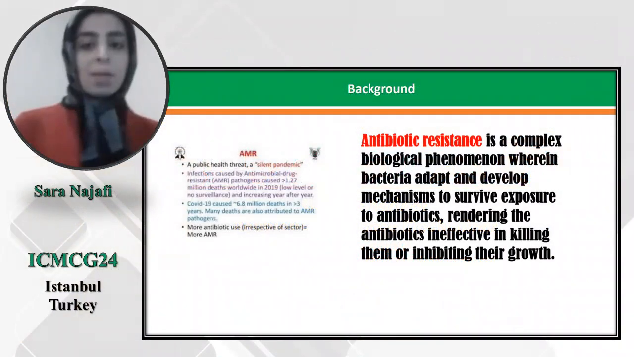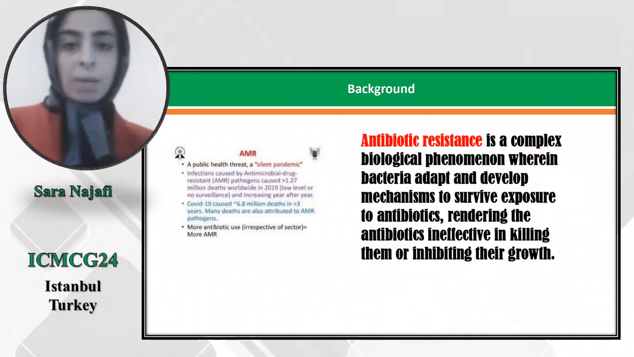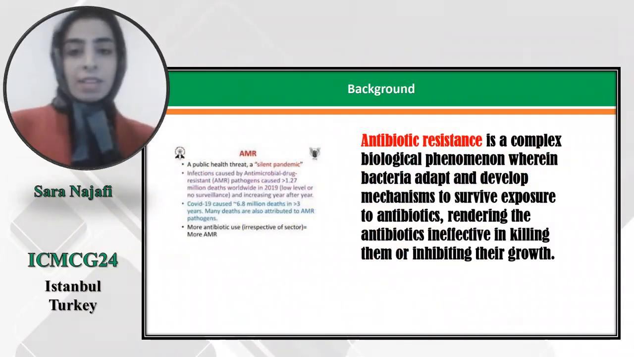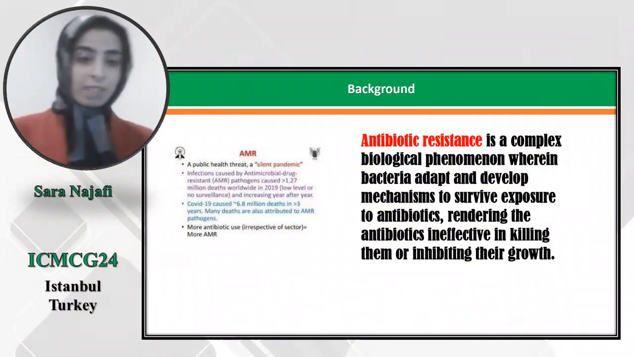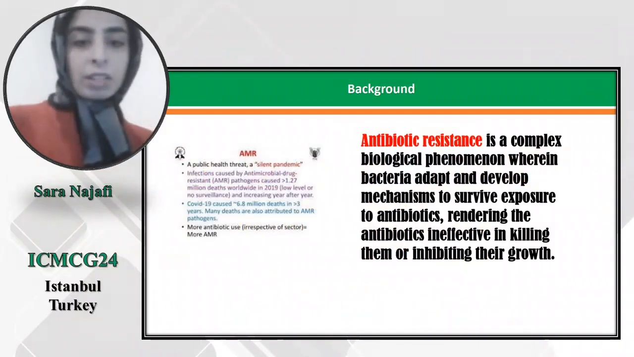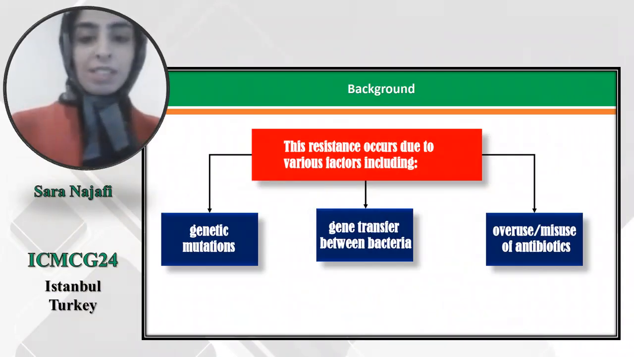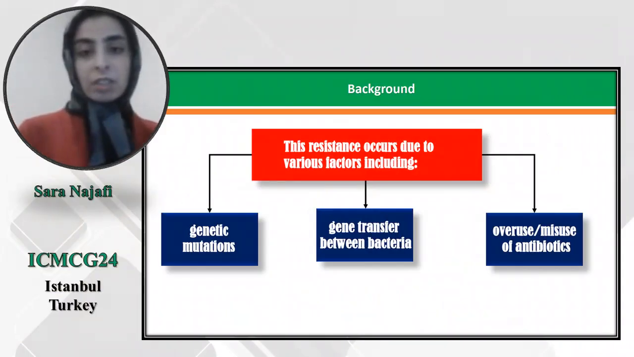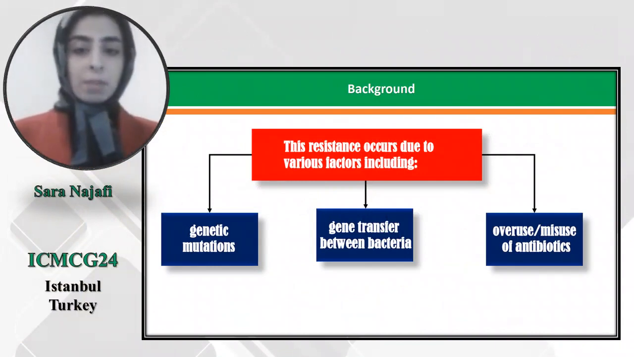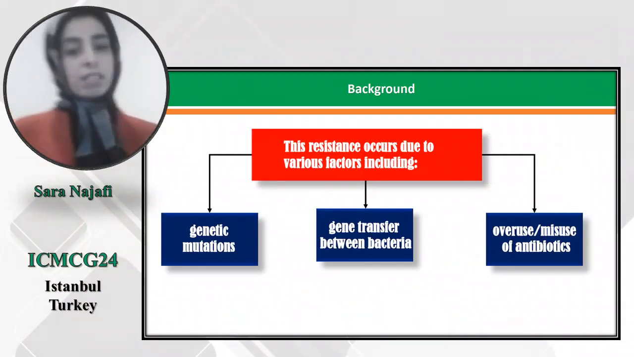AMR is a complex biological phenomenon in which bacteria adopt and develop mechanisms to survive against antibiotics, rendering the antibiotic ineffective in killing or inhibiting their growth. This resistance occurs due to various factors, including gene transfer between bacteria, maybe the most important one, genetic mutation, and overuse and misuse of antibiotics.